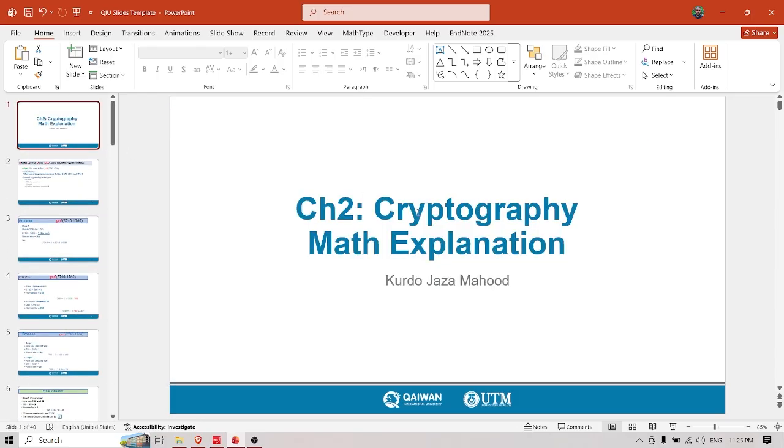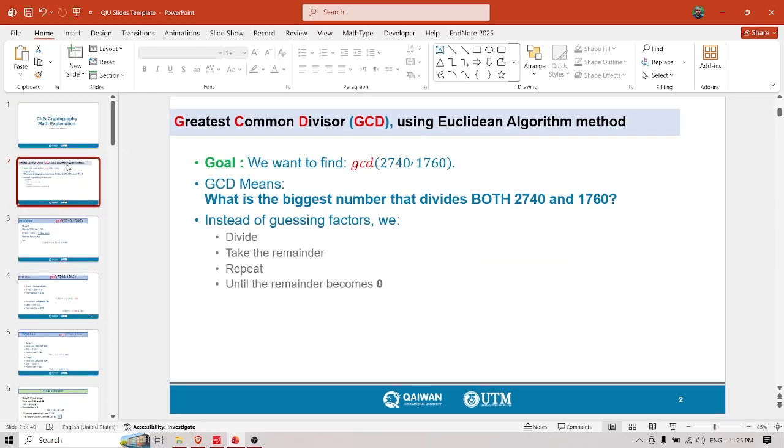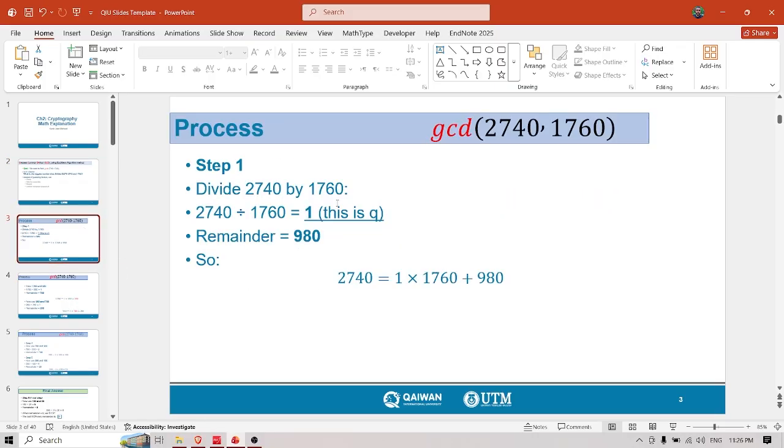Now, also, we will provide you with this slide. The first one would be the GCD for 2740 and 7060. As we explained, GCD means the biggest number that divides both 2740 and 7060. Instead of guessing the factors, we divide and take the remainder, repeat until the remainder is 0. Now let's take a look.